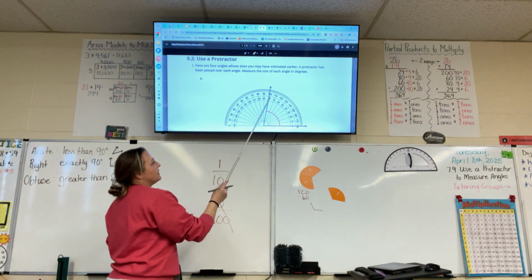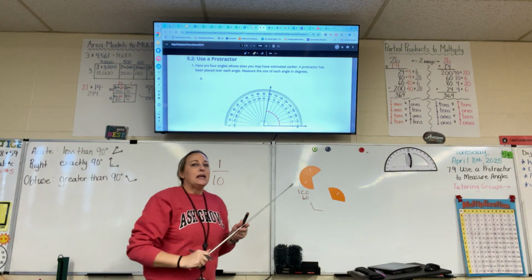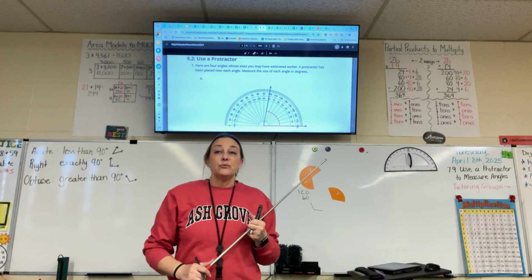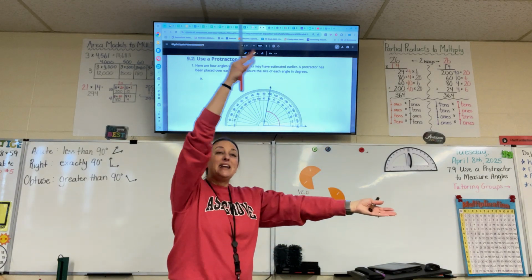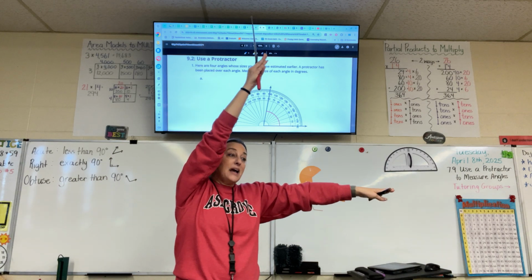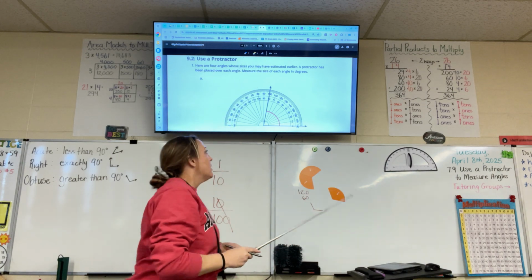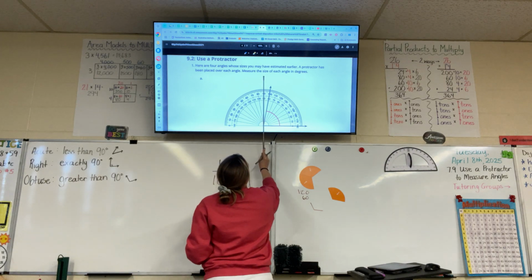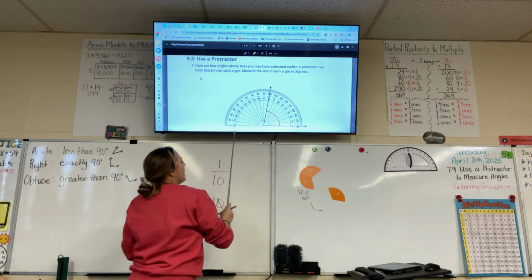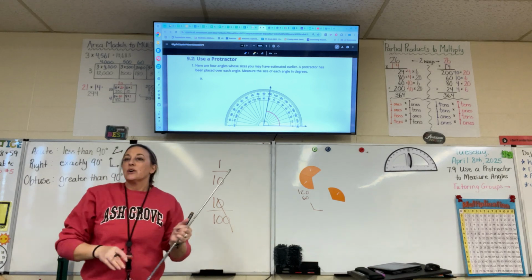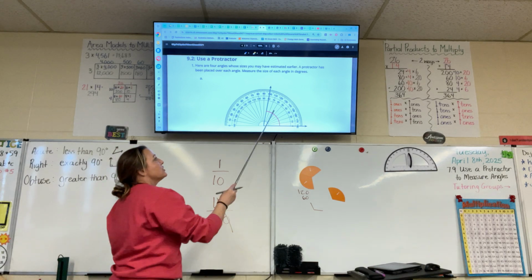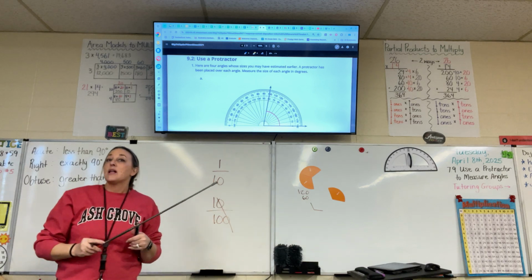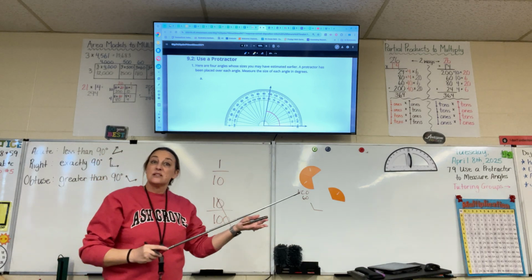So the first thing that we have to ask ourselves is, what kind of angle is this? Colton? Acute. It's not little, but is it less than 90 degrees? Yes. So it's smaller than a right angle, because a right angle would be right up here. So that means we're going to use which of the numbers as our starting point, the 80 or the 100? 80. Since it's acute, we use the smaller numbers.